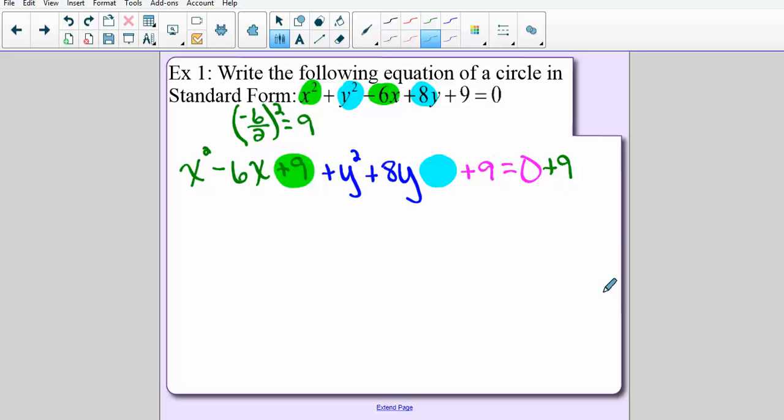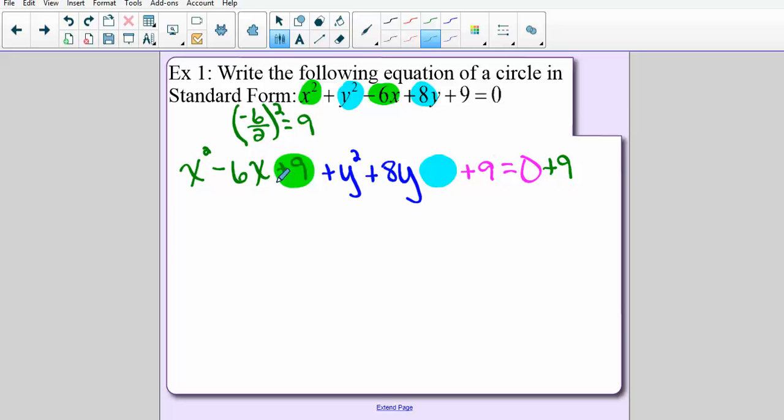So for those of you who want to write down steps, you're going to write down: take 1/2 of the coefficient of x. Then take that number and square it, and it will always be positive, and then add that to both sides. The reason you're adding it to both sides is because we want to keep the equation still balanced and the same, and adding 9 to both sides does not change the equation.